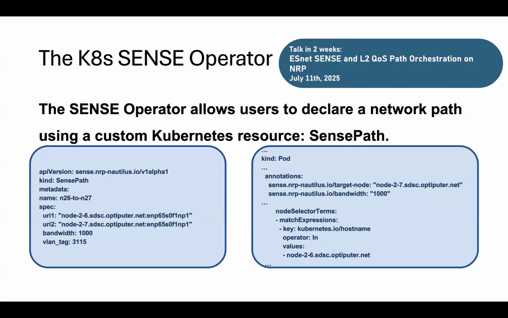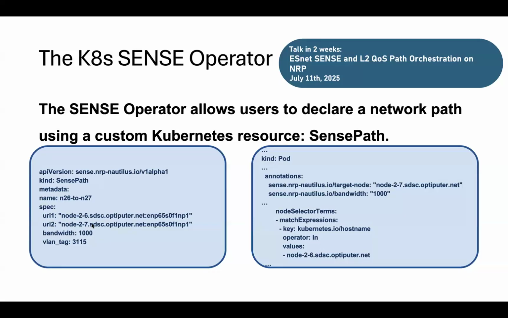And part of that, something I'm just going to mention today, is that we use our in-house built SENSE operator in Kubernetes. So with the use of the SENSE operator, users from their end, and every single user on the cluster is federated through CILogon, by using the operator, users can define their own paths. And you can see here, I don't know if you can see my mouse pointer, but we defined an object, we call it SensePath, where users can provide two endpoints, which are basically two nodes on the cluster and interfaces. So node-2-6 here would be an actual physical host, a physical server called node-2-6 at the San Diego Supercomputer Center. The other one is node-2-7.